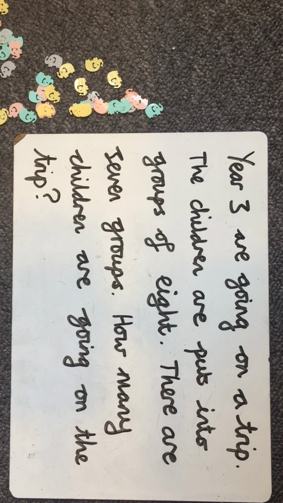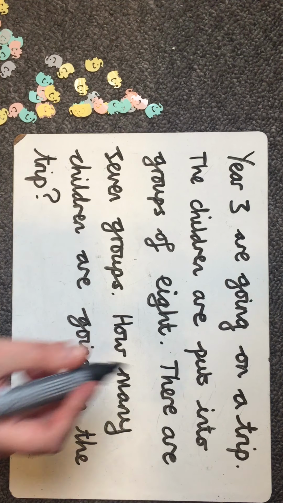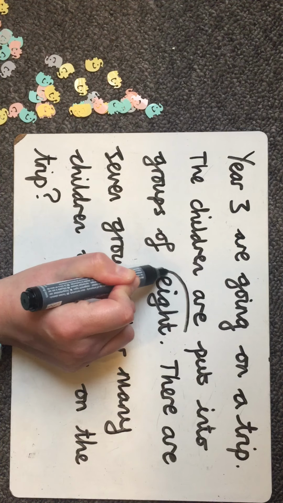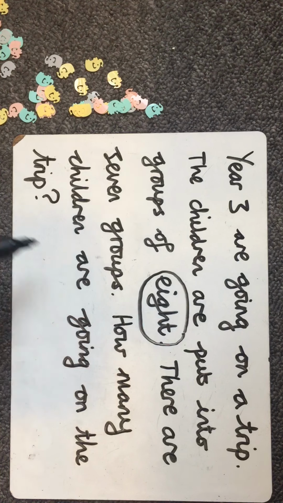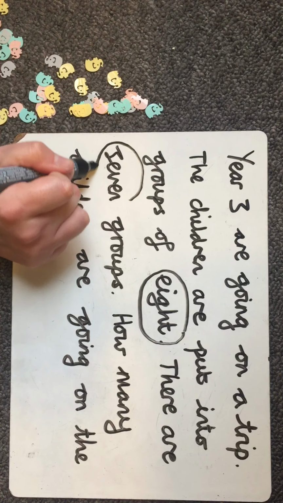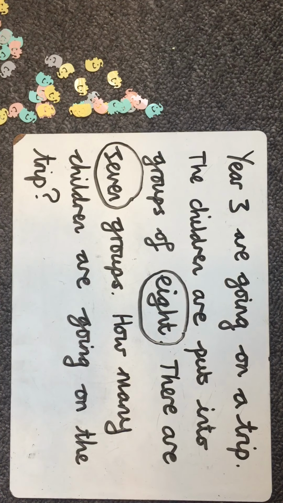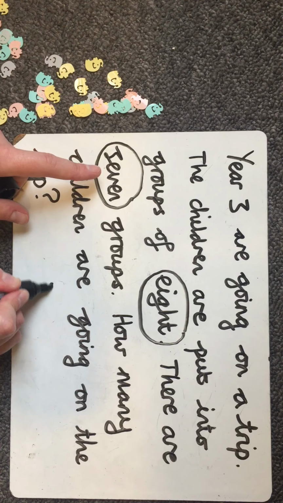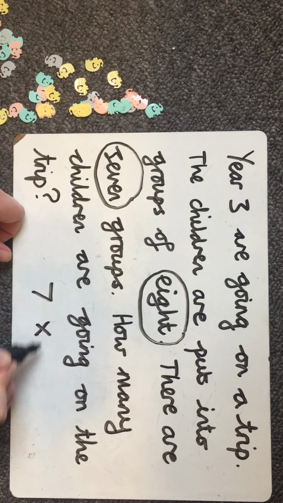Which parts in this word problem are important? Can you underline them or point to them? Does it matter if it's year 3 going on a trip? No, it doesn't really matter what year group it is. The children are put into groups of 8, so I know each group has 8. There are 7 groups. So 7 groups, 7 lines of 8. What would my number sentence be? 7 groups of 8.